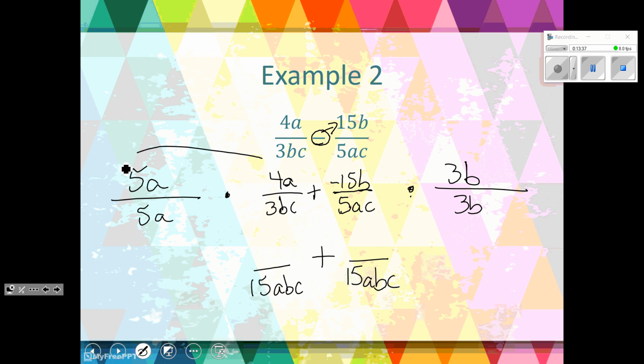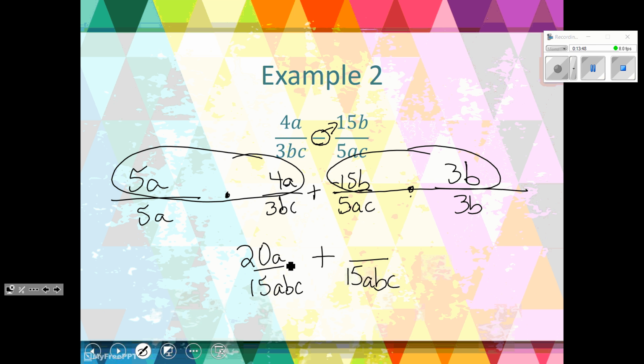Let's fix our numerators. So multiply these together first. What's 5A times 4A? 20A squared. Right? What's negative 15B times 3B? Negative 45B squared. All right. Don't start canceling. Can I cancel this A with this A? No. When do we cancel in a problem? At the end. We haven't even added. This is an addition problem. You've got to do the addition or the subtraction, and then at the end, simplify.